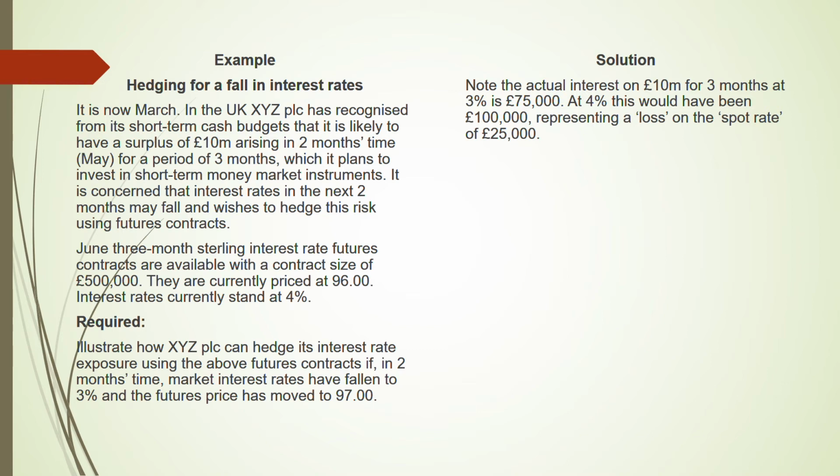And this is a deposit. This is an investment, not a borrowing. So it's not a good thing. That means you are now receiving less interest after interest rate fell down, from 100 to 75. So it's a loss in the spot market, right? So the loss is how much? The difference, 100 minus 75, 25,000.